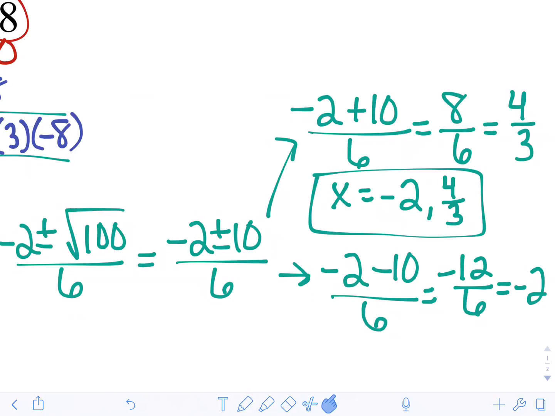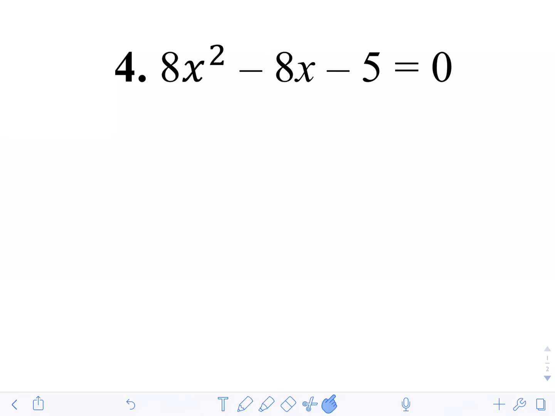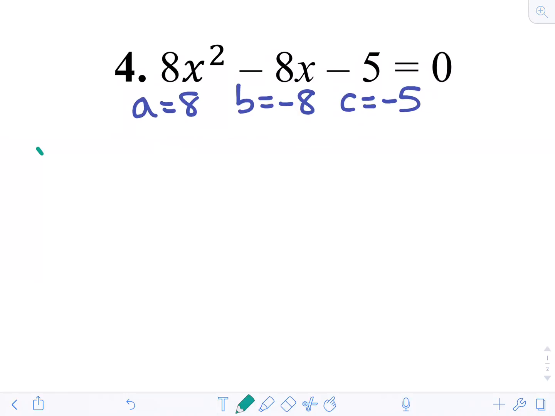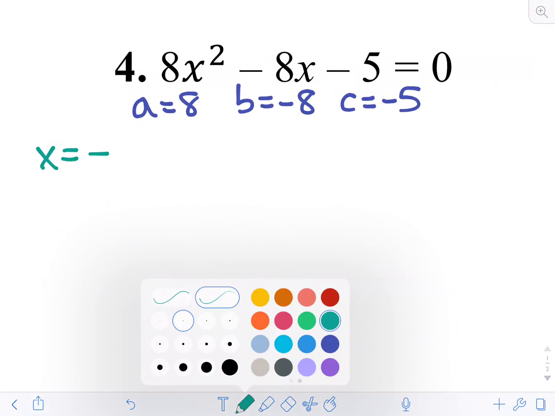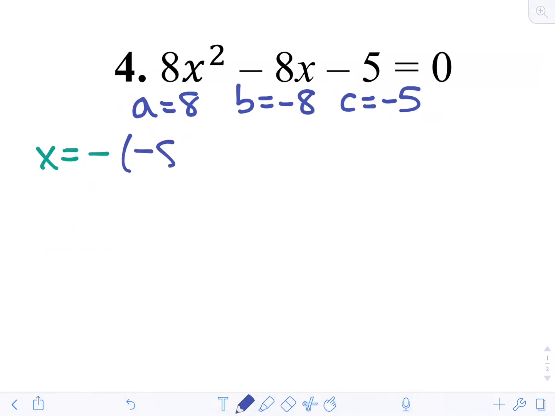All right. Number 4, so this is already set equal to 0, so I'm going to have a is equal to 8, b is equal to negative 8, and c is equal to negative 5. When we do our formula, we'll have x is equal to negative b, so I'm going to plug in that b, which is a negative 8.